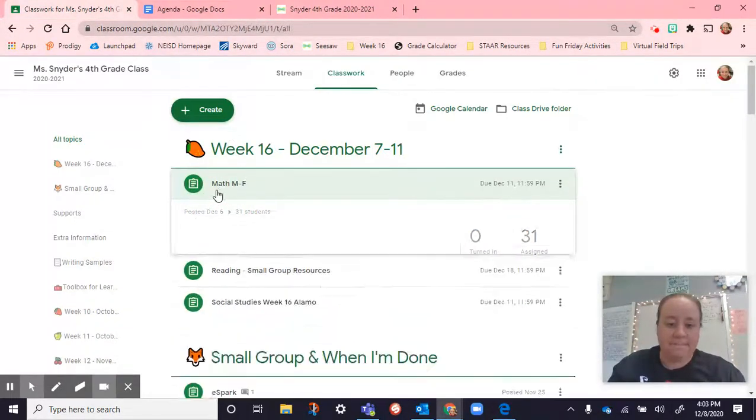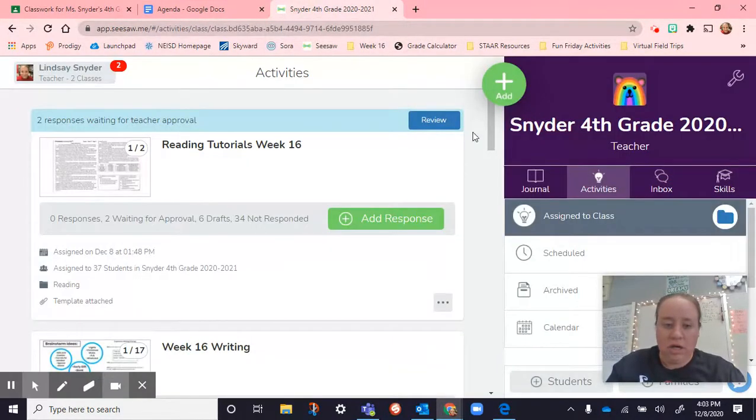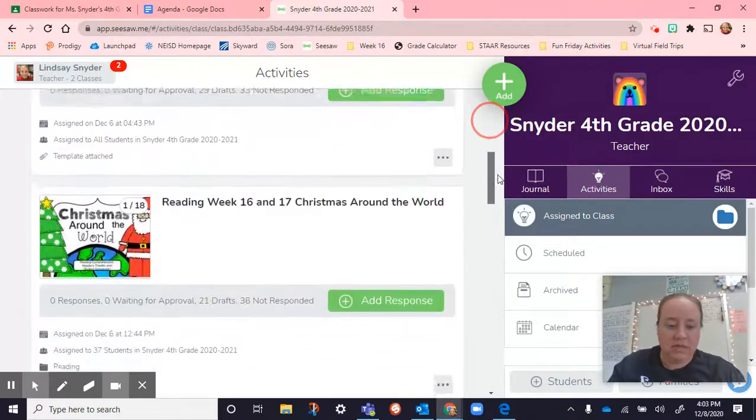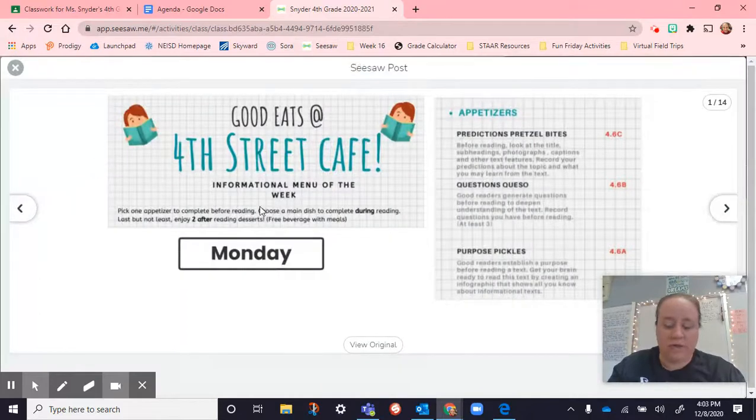And then for reading, we went down here, and we looked at this 4th Street Cafe, and today at the cafe, we've got a menu. So we are going to choose an appetizer to do before we read. We're going to do a main dish during our reading, and then we're going to be bad and have 2 reading desserts.